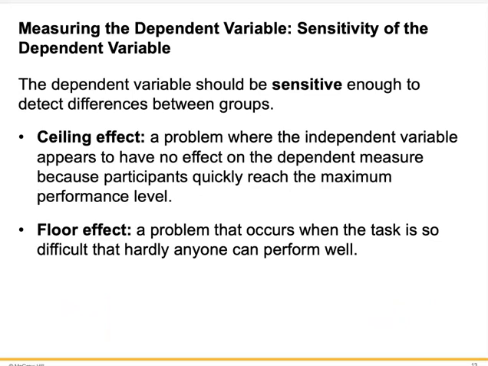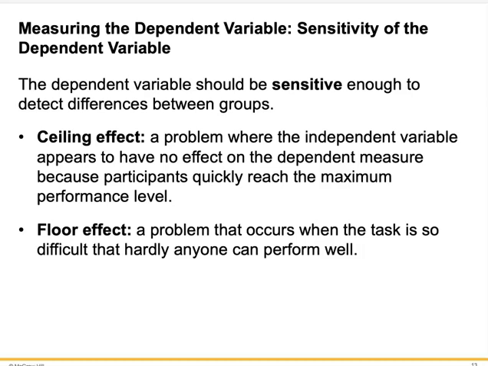When we look at sensitivity, the dependent variable should be sensitive enough to detect differences between groups. A measure of liking that asks, do you like this person, with only a simple yes or no response alternative is less sensitive than one that asks, how much do you like this person on a 5 or 7 point scale? With the first measure, people may tend to be nice and just say yes or no, but there's no real understanding of what the variation is. The dependent variable should be sensitive enough to detect differences between groups rather than just putting them in one or the other.